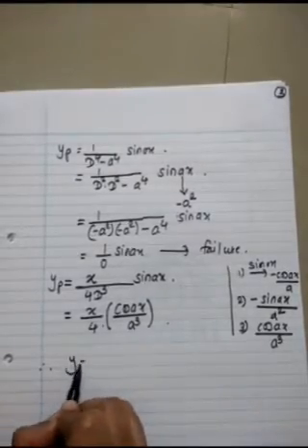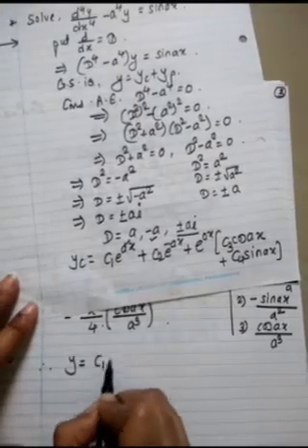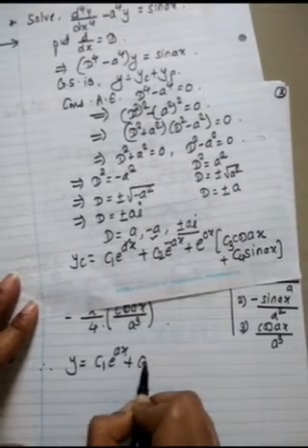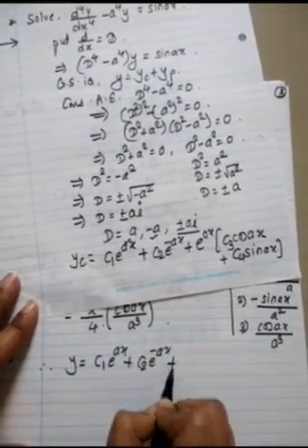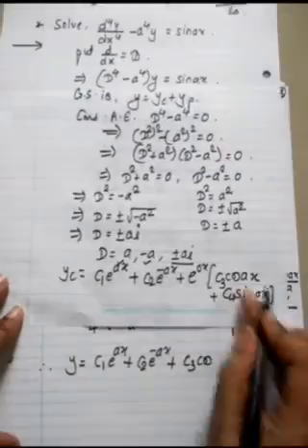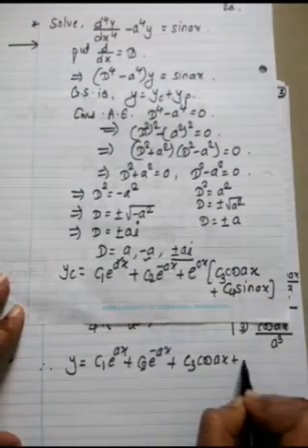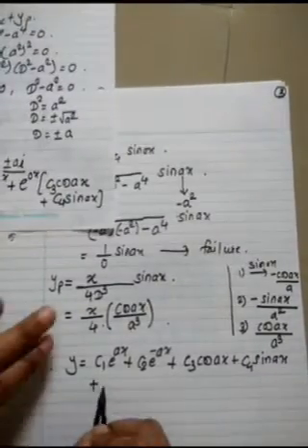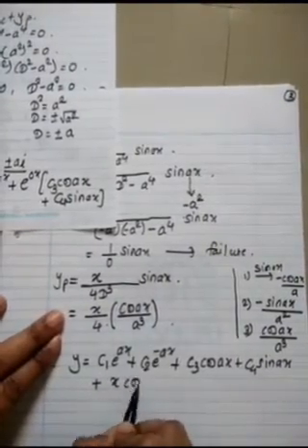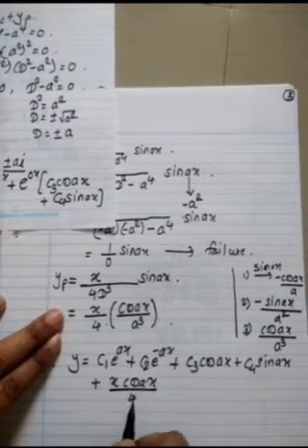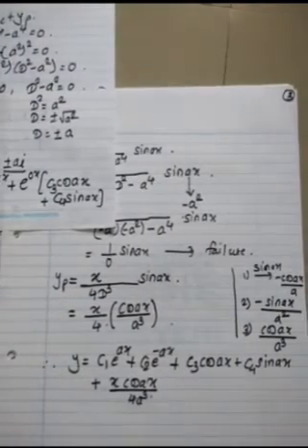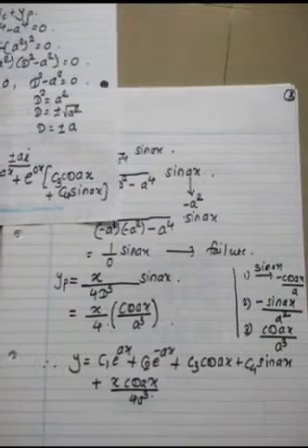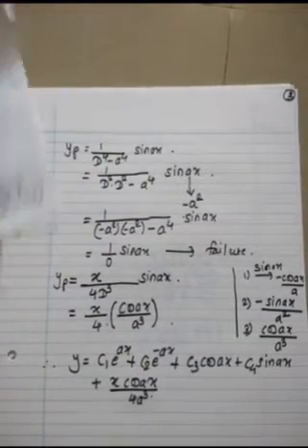Therefore, the general solution is y equals yc, C1 e raised to ax plus C2 e raised to minus ax plus C3 cos ax plus C4 sin ax, plus yp, x cos ax upon 4a cube. Correct? Good. Next question.